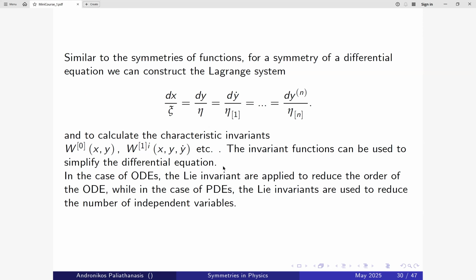Now, similar to the symmetries of functions, for a symmetry of a differential equation we can construct the following Lagrange system. From this system we can calculate not only the zero-order invariants, but also the high-order invariants, depending on the nature of the equation. The invariant function can be used to simplify differential equations in a similar way that we can simplify a function. In the case of ODEs, the Lie invariants are applied to reduce the order of the ODE, while in the case of PDEs, the Lie invariants are used to reduce the number of independent variables.